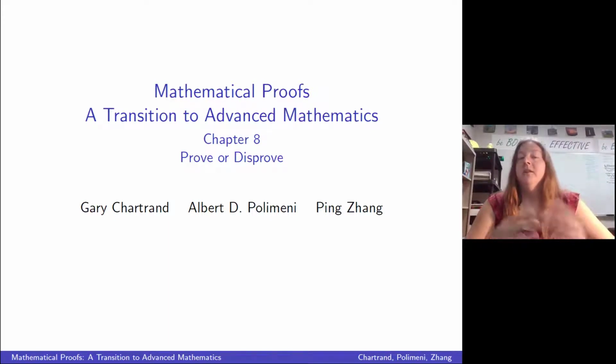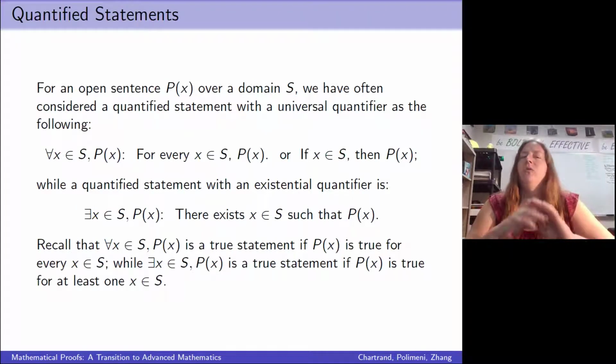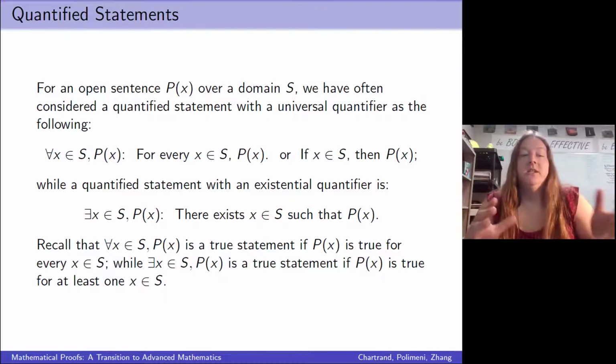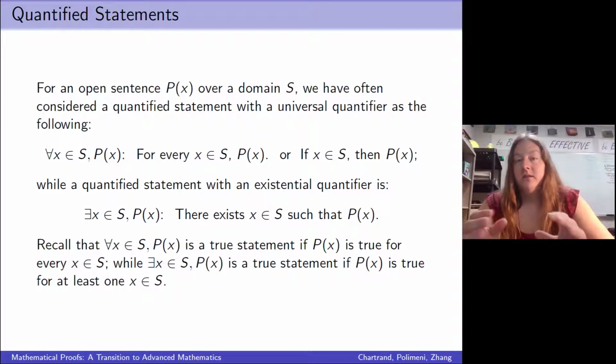So now that we've talked about conjectures, we're going to do a quick reminder about quantified statements, because conjectures often take the form of a quantified statement. So if we have some open sentence P of X over a domain S, then we can use a universal quantifier on it to say for every X in the domain, P of X. And so that means that it has to be true for every element in the domain in order for the entire quantified statement to be true.